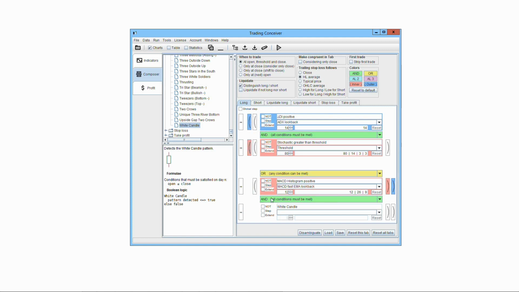Finally, you AND such result with the white candle algorithm. In this particular example, the outer parentheses would not be strictly necessary, but it's always a good norm to explicitly select them and not to rely on operator precedence.